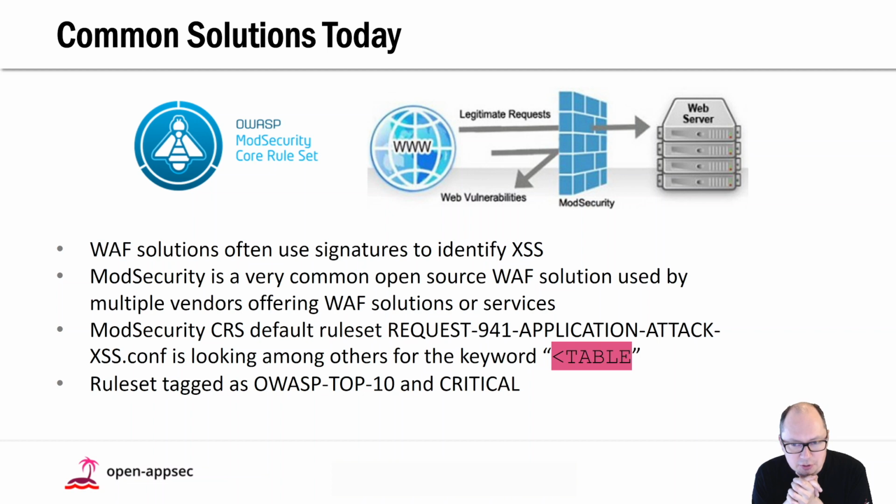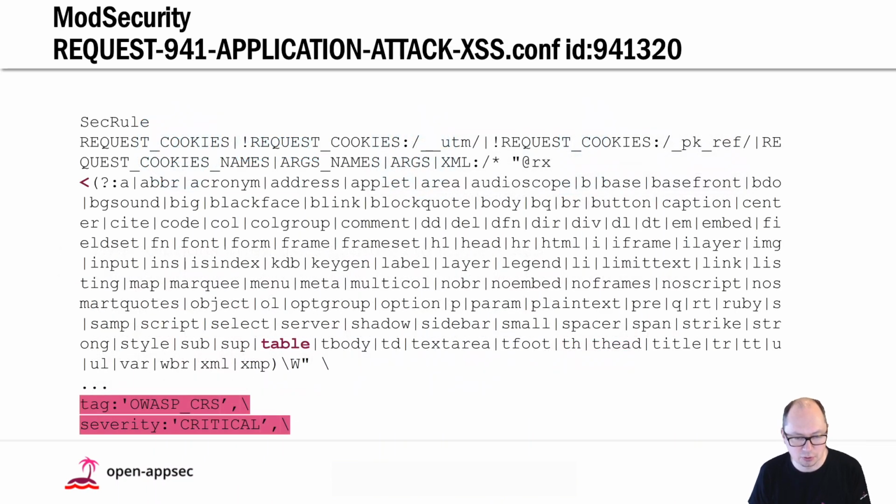And in those signatures, we also find a list of signatures for cross-site scripting. And in this cross-site scripting signature, we find the keyword less than table as one of the signatures being used to determine if there is actually a cross-site scripting attack. And this specific rule set is tagged as OWASP top 10 and also as critical, meaning a critical rule set, which typically, of course, you would want to prevent and set your solution to prevent and not just to detect.